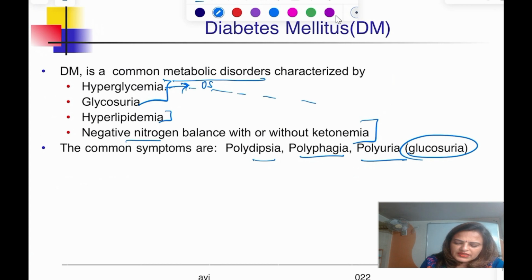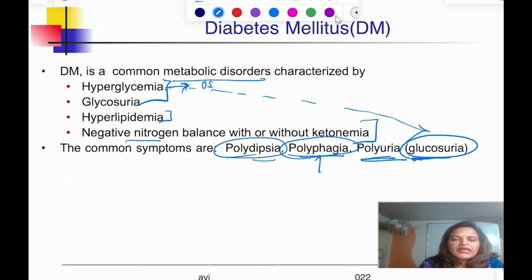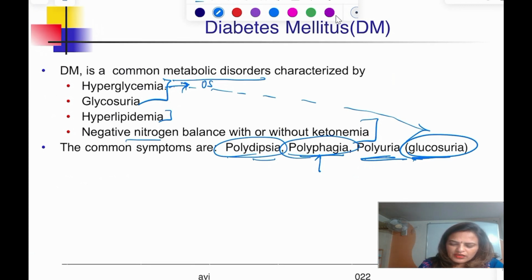and that leads to glucosuria. Hyperglycemia leads to glucosuria or polyuria. Now, because of this osmotic diuresis, the patient will feel thirst. Polydipsia means increased thirst. Polyphagia is because the cells cannot take up the glucose, they cannot take up the nutrients. Then what will happen? Cell starvation will be there and the patient will end up eating more. So this is the cause of polydipsia, polyphagia and polyuria.